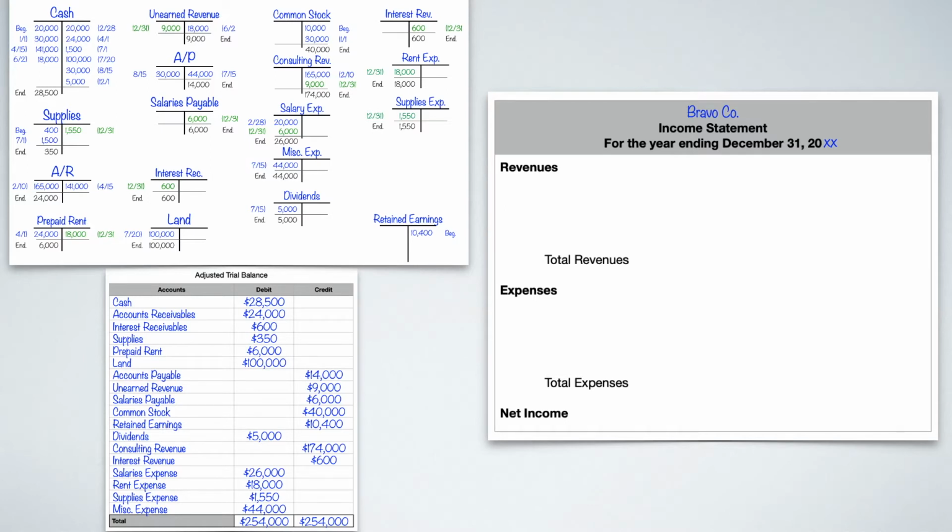So we're going to start with consulting revenue. In consulting revenue, we have $174,000. And then we also have interest revenue, and in that we have $600. We're going to write both of those down. That's both of the revenues that we have. So if we add that up, that's going to give us a total revenue of $174,600. Now we can move on to the expenses.